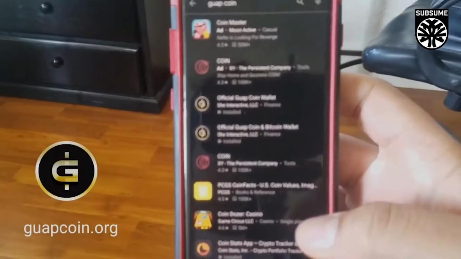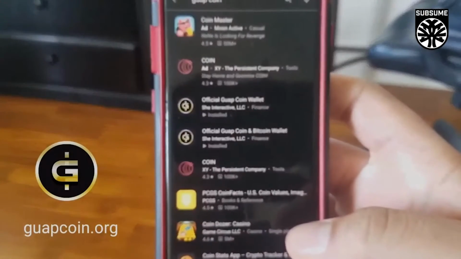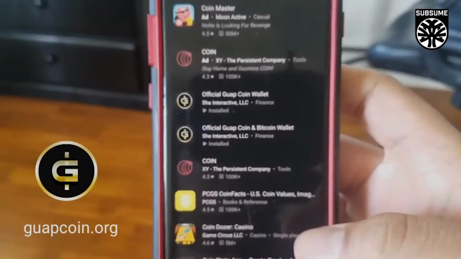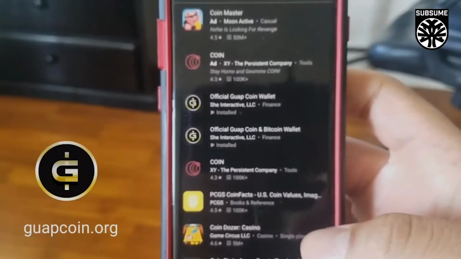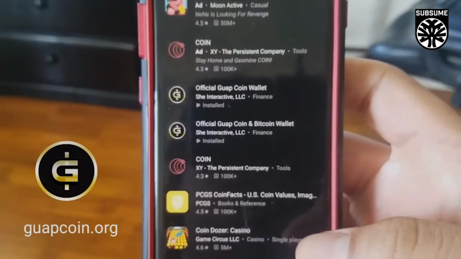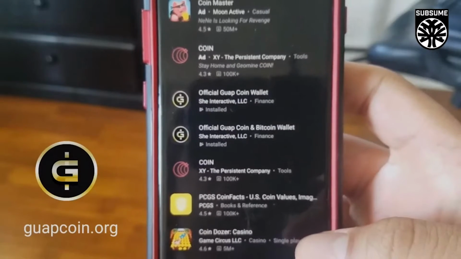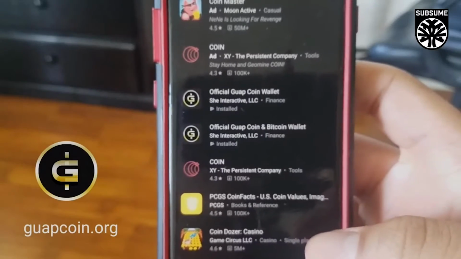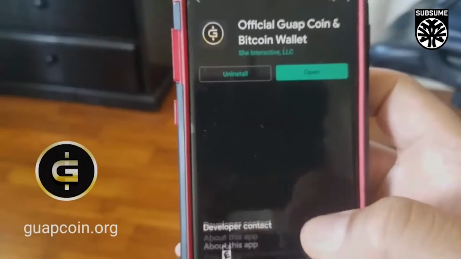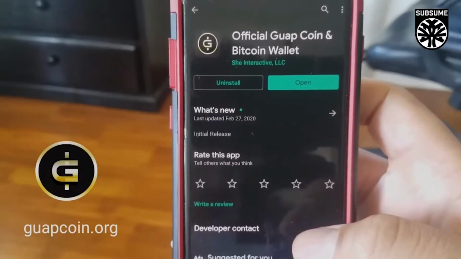So you want to use the official GuapCoin and Bitcoin wallet. That was the one that was recently released. For that one, you can use GuapCoin and Bitcoin all in the same wallet. You don't have to worry about installing multiple wallets. So that's the one you're going to want to use. I already have it installed on my phone.